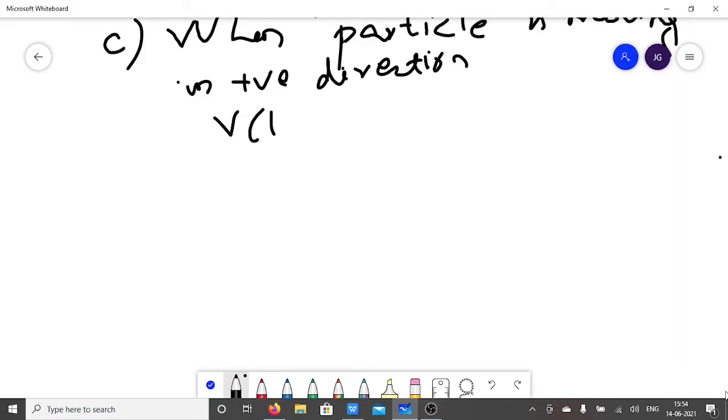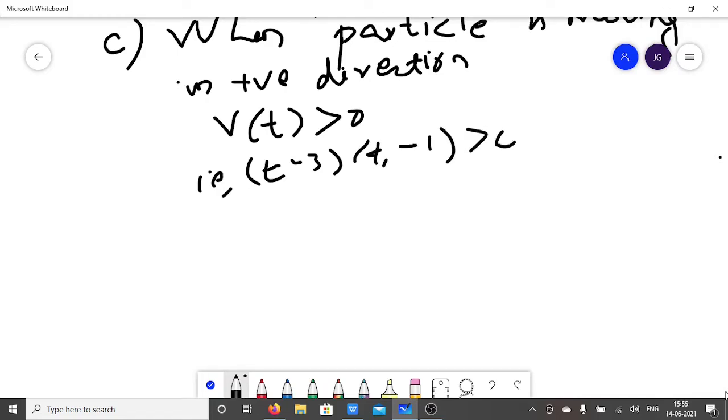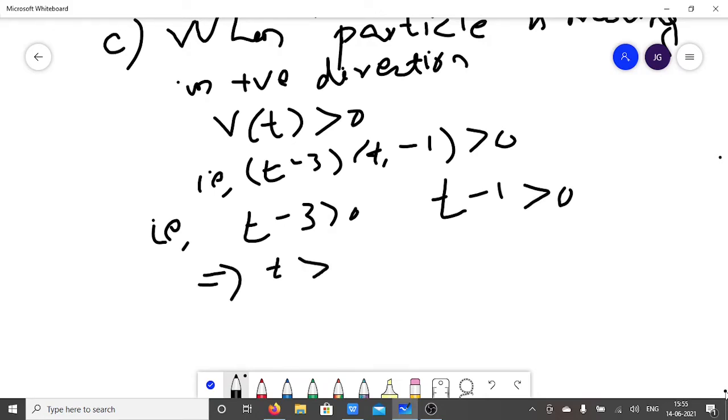v of t greater than 0, that is t minus 3 into t minus 1 is greater than 0. That is when both t minus 3 greater than 0 and t minus 1 greater than 0, which implies t is greater than 3 and t greater than 1. Both of these happen when t is greater than 3. So the particle is moving in positive direction when t is greater than 3.